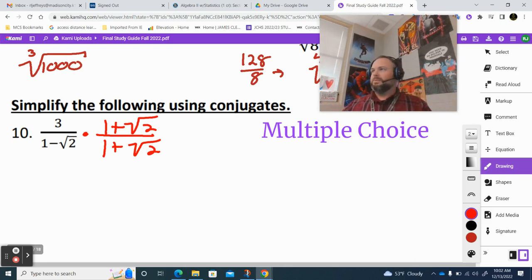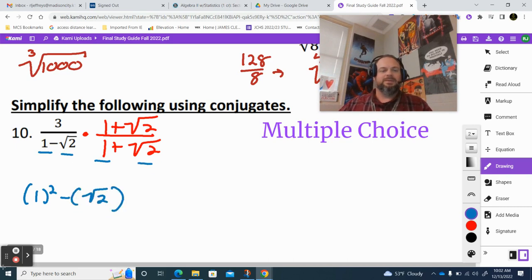The reason why we do this is because when we actually multiply on the bottom, who remembers the shortcut for this? Probably just me. It's the first term squared, minus the second term squared, and then that's just distributive property.